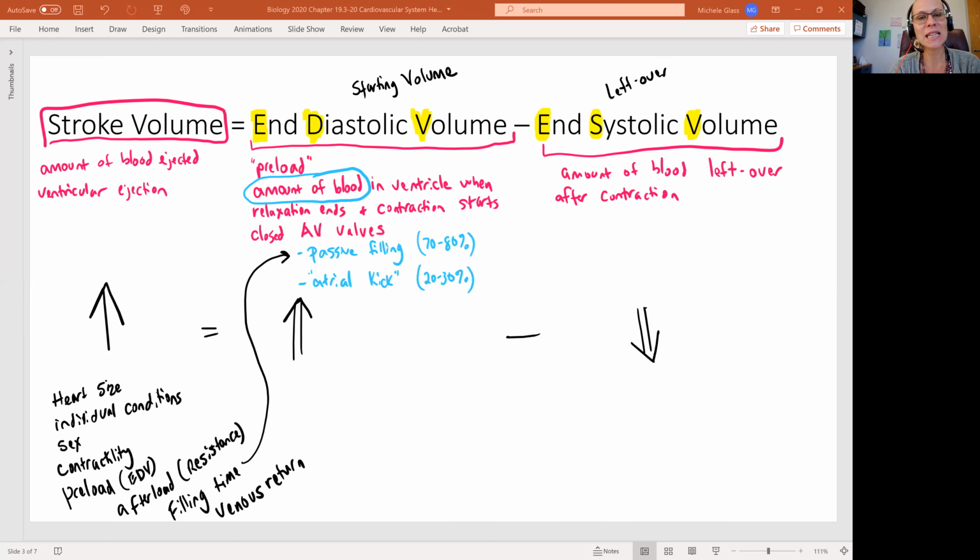And remember, we talked about the end diastolic volume as that starting volume of blood that is entering the ventricle. 70 to 80% is passively moving in, whereas 20 to 30% is moving in when the atria contract. So we can talk about that as atrial kick. And then the EDV is what you start with, and the ESV is what you get left over, right? So that's talking about how effective the heart is at squeezing out all of that blood. Not every single drippy drop gets squeezed out. And so the ESV is what's left over.